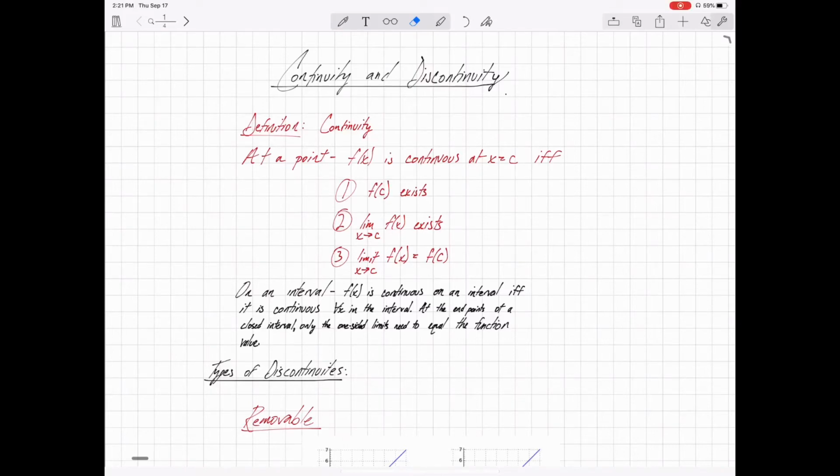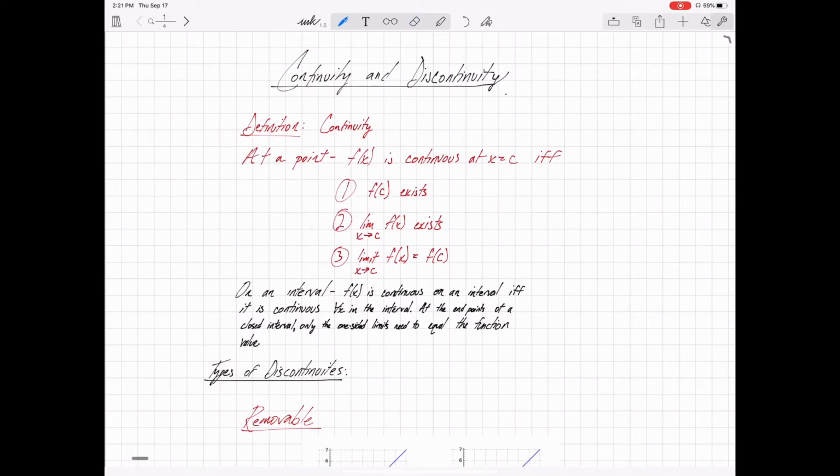Today we'll look at continuity and discontinuity. Most of the notes here today are not based on examples or anything like that. It's really trying to get you a conceptual understanding of continuity and discontinuity. So first we'll define it.